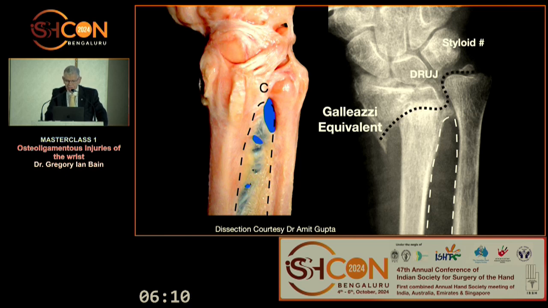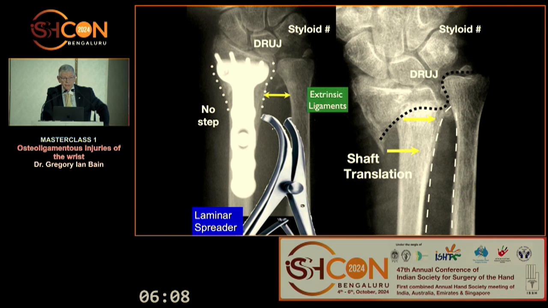Just a Galeazzi-equivalent type injury. We found the use of a lamina spreader to be particularly useful in these cases. Prior to that, I found I really couldn't reduce these fractures properly. So he placed a lamina spreader between the radius and the ulna, and that opens the space up.